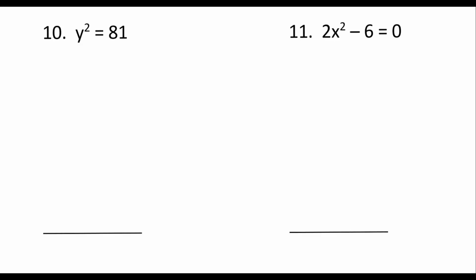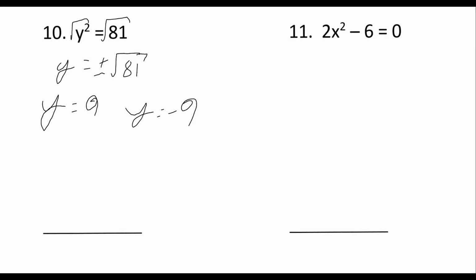Alright, so numbers 10 and 11. They're pretty simple. What we have to do on number 10 is take the square root of each of those. That's going to leave me with y equals plus or minus the square root of 81. So that's y equals 9 and y equals negative 9. That's what we write down here. Okay? And there we have it.